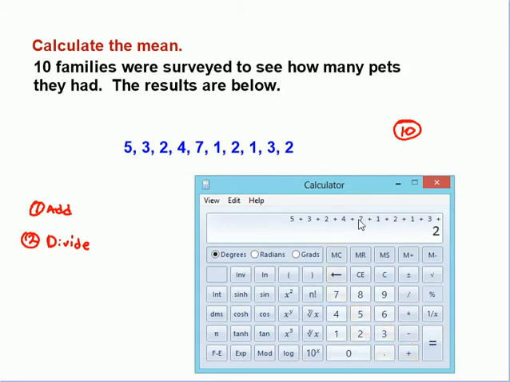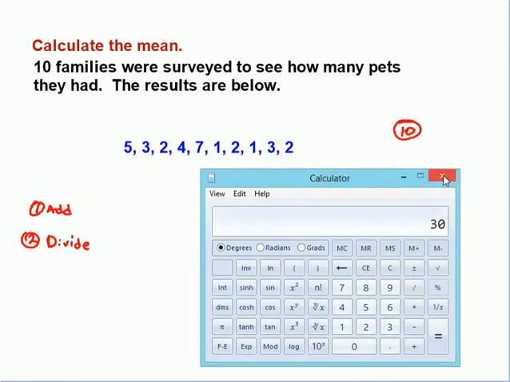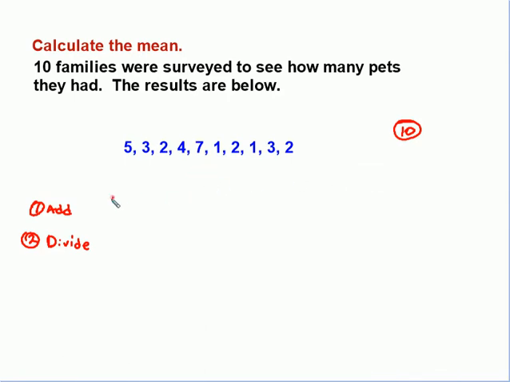1, 2, 3, 4, 5, 6, 7, 8, 9, 10. That's how I always check and make sure I've got them all. And then I press enter or equal. And I've got 30. I have a total of 30. So I'm going to put that right here. I added them all together and I got 30.